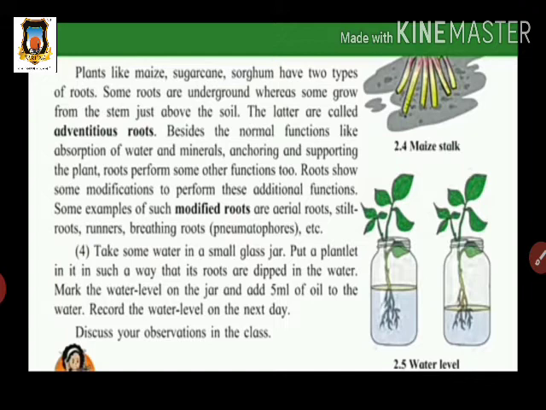Then add 5 ml oil to the water in the jar. Record the water level on the next day. So here you should add the 5 ml oil to this water and record the water level on the next day. On the next day you can observe the water level, whether it has decreased, increased, or remained as it is. Okay, so after doing this activity what should you observe?